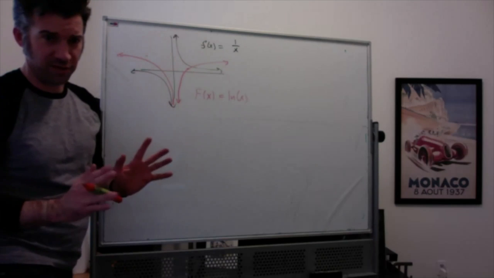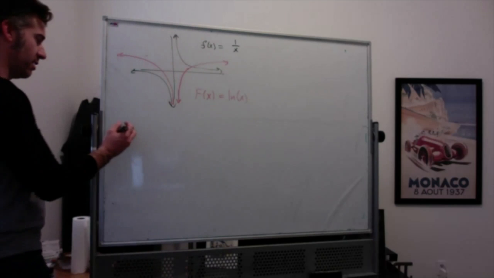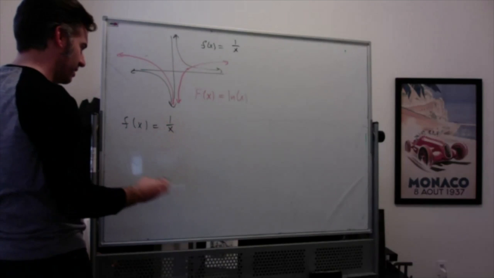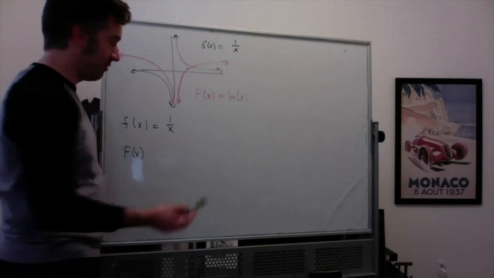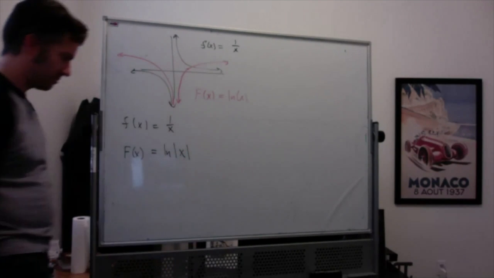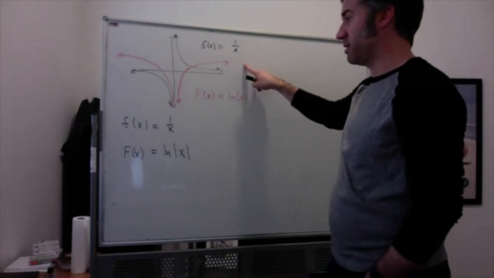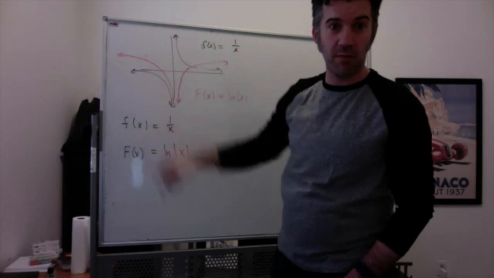So, kind of beating around the bush here. Here's what I really want to say. If your function is 1 over x, the better choice for the antiderivative is actually the natural log of the absolute value of x. It's the natural log of x when x is positive. It's the natural log of negative x when x is negative.